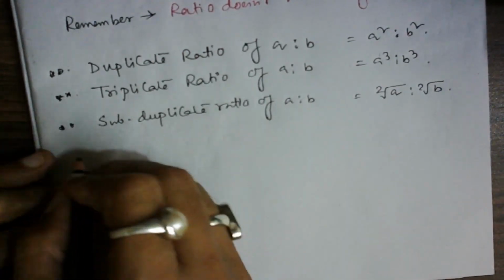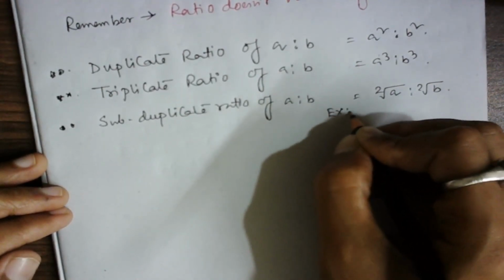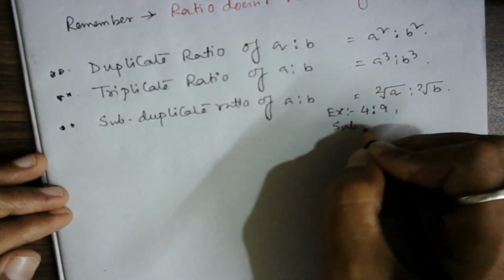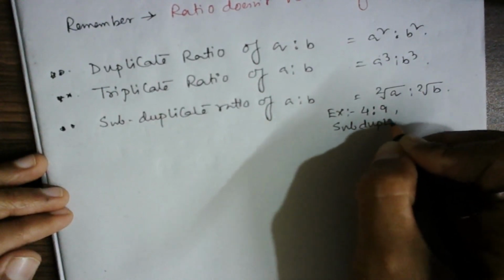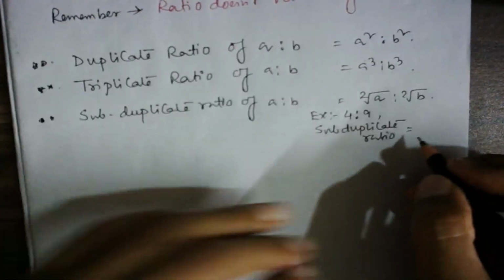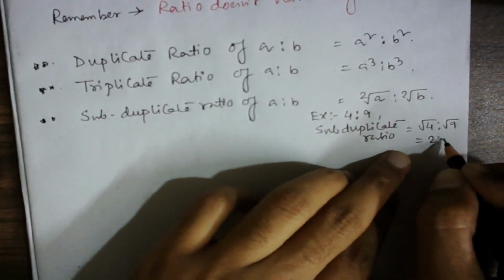Clear? Write an example here. If we have 4 is to 9, what is the subduplicate ratio? It is 2 is to 3. Root 4 is to root 9, you can get an answer of 2 is to 3. That's all.